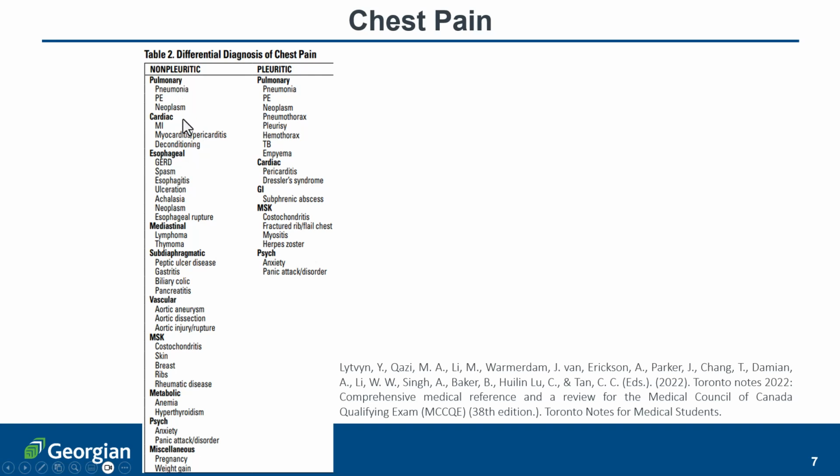In addition, for non-pleuritic chest pain, there are various esophageal causes that can cause it, such as GERD or gastroesophageal reflux disease that we'll discuss when we do the GI disorders. We're not going to go through all the other ones as well. Pain below the diaphragm or subdiaphragmatic chest pain can be caused by peptic ulcer disease. Also, we'll discuss that in gastritis and biliary colic and pancreatitis when we do the GI disorders.